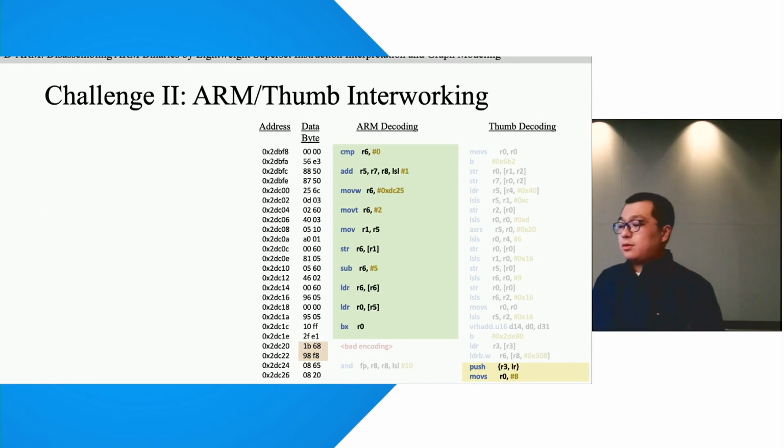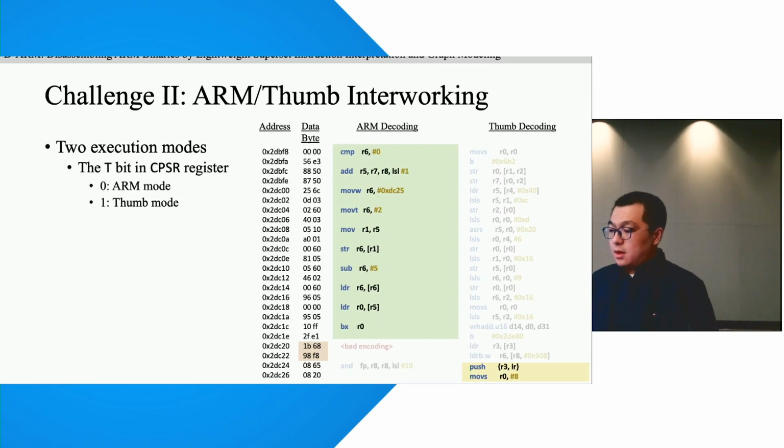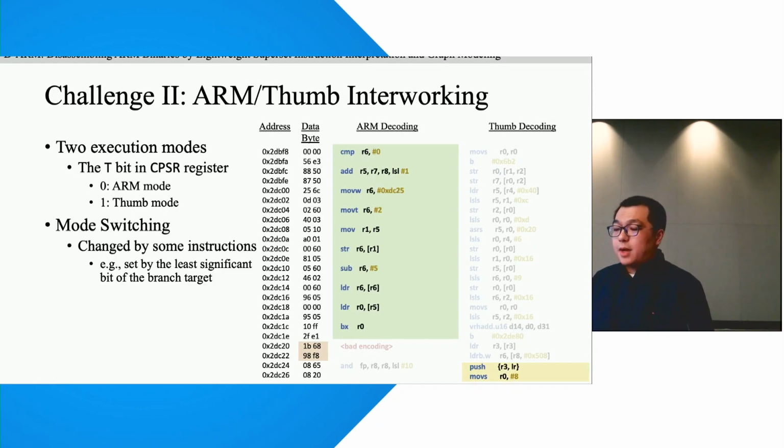What's more, the two instruction sets can interwork in the same binary to achieve both high performance and better code density. The ARM processor has two execution modes, which is determined by the T bit in a specific register, the current program state register. When it is 0, the processor gets into the ARM mode, executing ARM instructions. And when it is 1, it gets into the Thumb mode, executing the Thumb instructions. The mode can be changed by some instructions causing a control flow transfer.